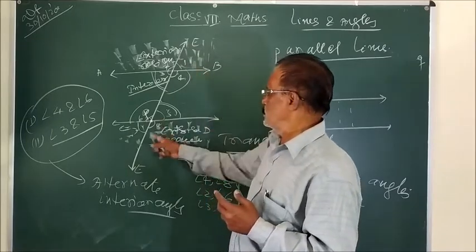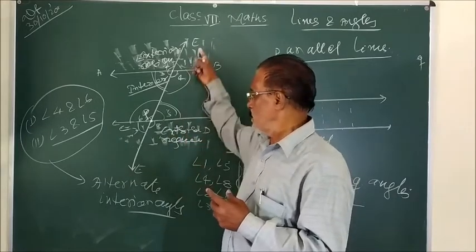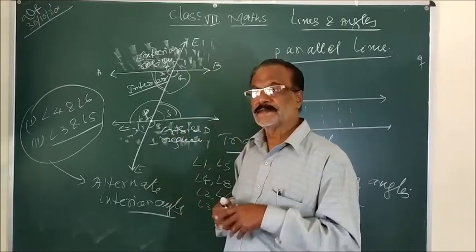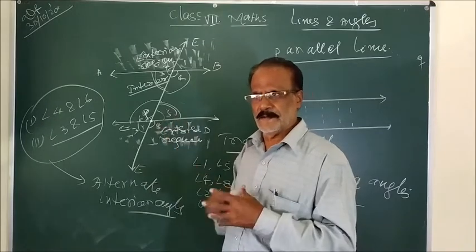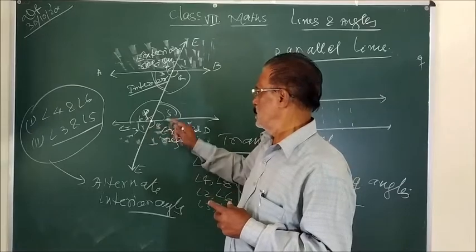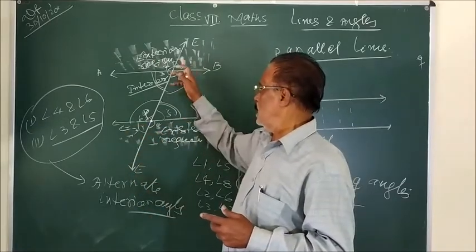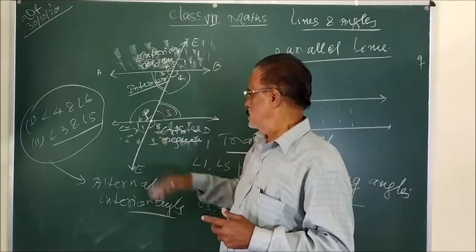And now you see transversal. What is transversal line? If two parallel lines are intersected by a third line, this is called transversal line. And when two parallel lines are cut by transversal, 8 angles form. You see the figure, angle 1, angle 2, angle 8, and angle 7.